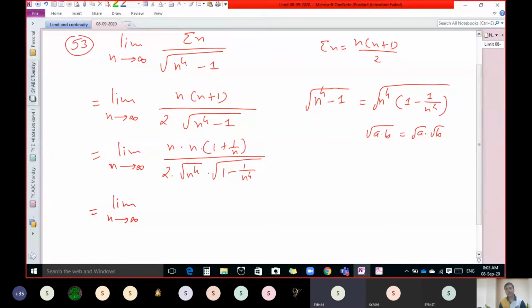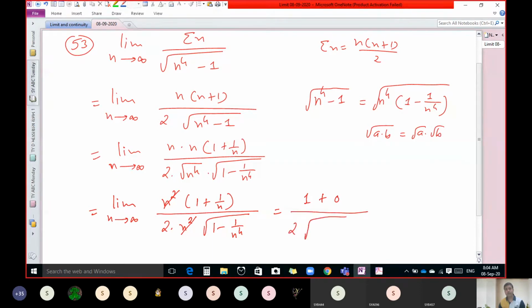No, sir. Okay. Now see this n into n, that is what? n square. And keep this as it is. Now just tell me, what is root n raised to 4? n square. And keep this as it is. And this n square cancels. Now put n equal to infinity. So what we get? 1 plus 1 upon infinity. What is 1 upon infinity? 0. Perfect.